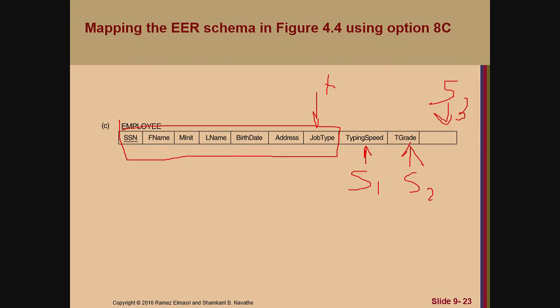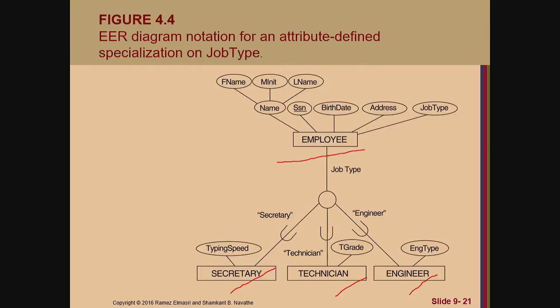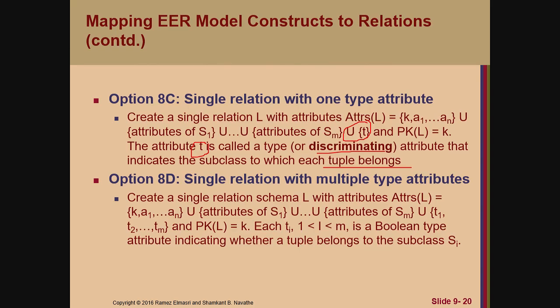Typing speed is an attribute from secretary. T grade is from subclass technician, and the other one I'm writing here is like engineer type. But we need the T to discriminate, and the attributes already contain this discriminating attribute, so you don't have to add more. Okay. And what else? See already.